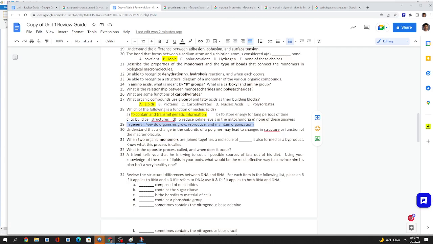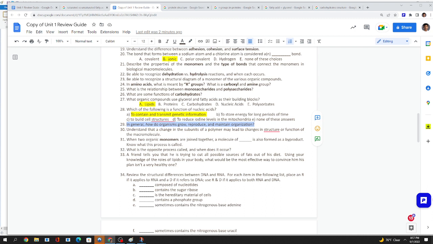So in a way, it'll actually change the structure, or the change in the subunits. When I mean change in the subunits, like if I were to change the amino acids, for example, I create a totally different primary structure. That primary structure may change the way the bonds work, so the function of the macromolecule may be hindered.